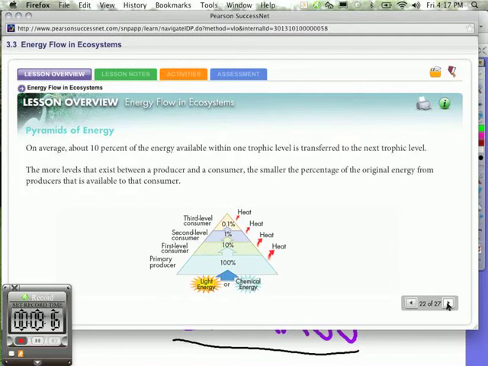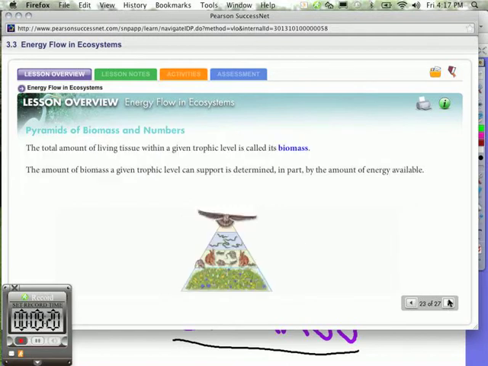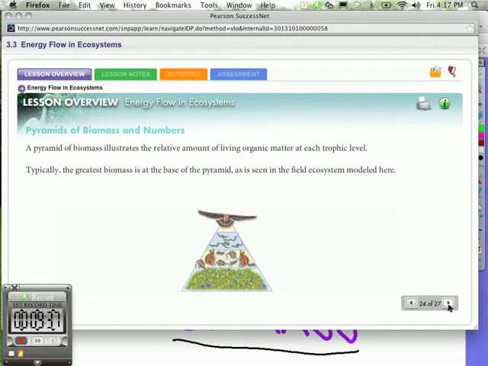The total amount of living tissue within a given trophic level is called biomass. The amount of biomass a given trophic level can support is determined in part by the amount of energy available. The pyramid of biomass illustrates the relative amount of living organic matter at each trophic level. Typically, the greatest biomass is at the base of the pyramid, as is seen in the field ecosystem model here.